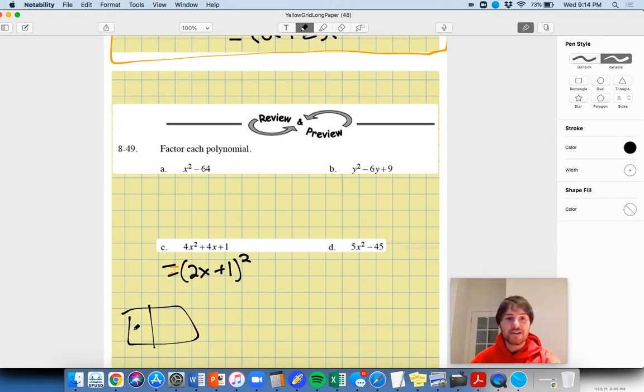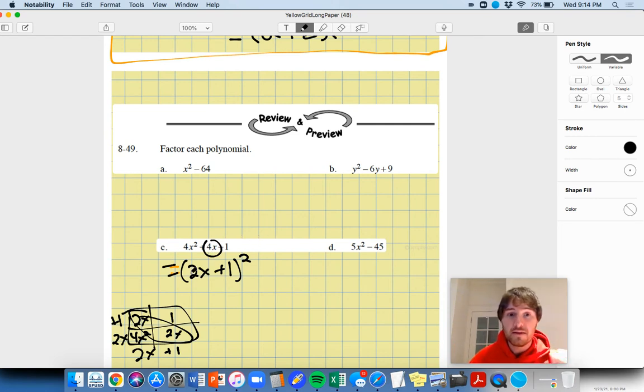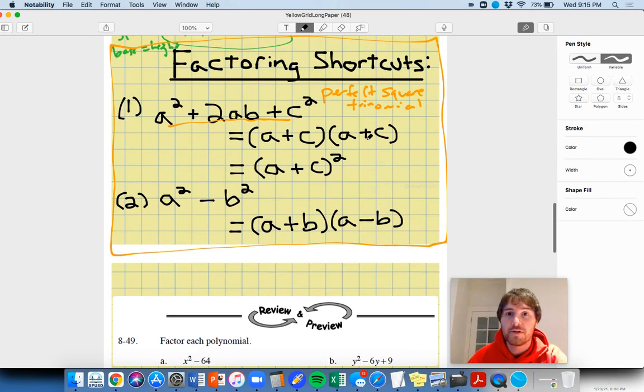Reason why that is true, again: if I wanted to check it in my head, I did 2x plus 1 times 2x plus 1, I would get 4x squared here, 2x up here, 2x down here, and 1 times 1 is 1. And look at that, this diagonal delivers me that 4x in the middle, because I had to multiply this times that once, and I had to do that twice, not just once, twice. So that's the perfect square trinomial shortcut.